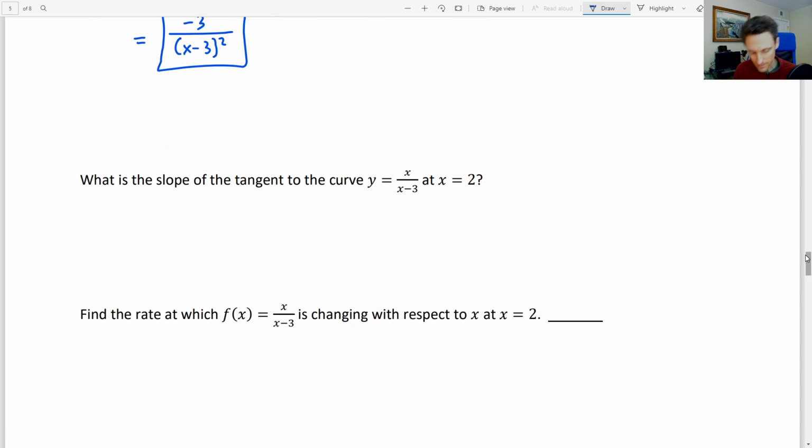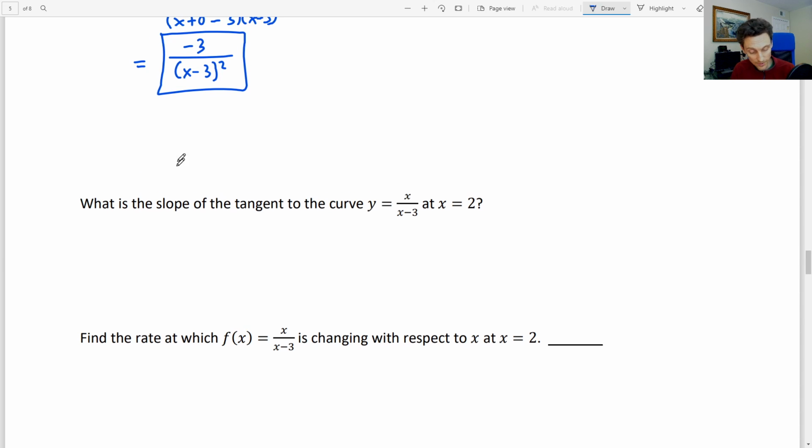All right. So following up with that same function, we're asked, what is the slope of the tangent line to the curve y equals x over x minus 3 at x equals 2? So same function. And we just found the derivative of the function, which is the slope of the tangent line. So all we have to do is plug in 2 to the derivative that we just found, and that will give us the slope of the tangent line at x equals 2. On the bottom we'll have negative 1 squared, which is positive 1, and then negative 3 divided by 1 is negative 3.